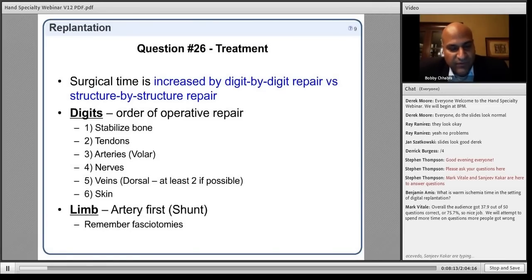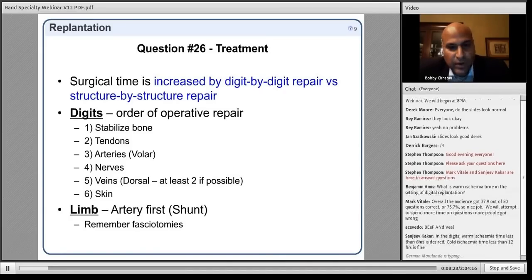And that means if you have multiple digits, fix all the bone first, then your tendons, then your arteries, then your nerves and veins for the multiple digits. That will reduce your surgical time. Anytime you have a major limb amputation, you actually need to restore blood flow first because you have a very limited ischemia time. For a digit, your ischemia time is relatively longer, so you have time to fix the other structures. But for a limb, you need to restore blood flow, so often you need to do the artery first. Sometimes you need to shunt, and remember to do fasciotomies, because reperfusion syndrome and compartment syndrome are frequent after limb replantation.